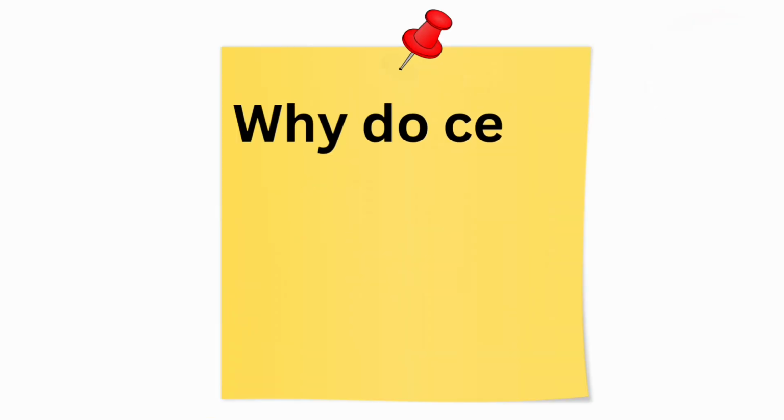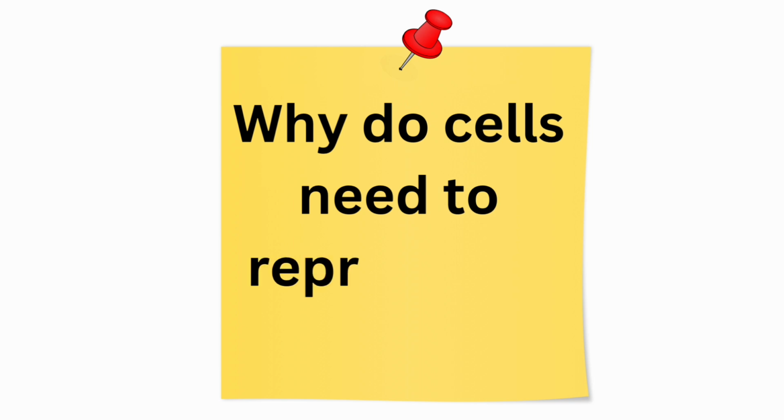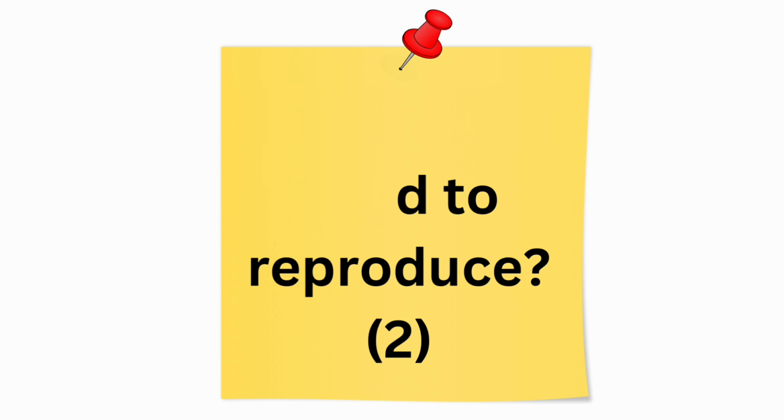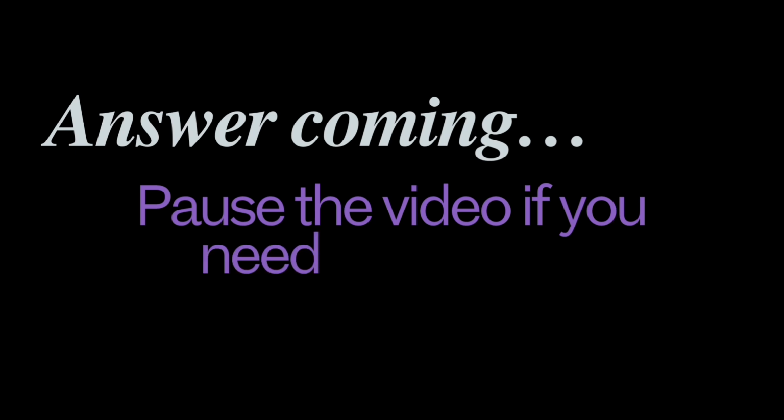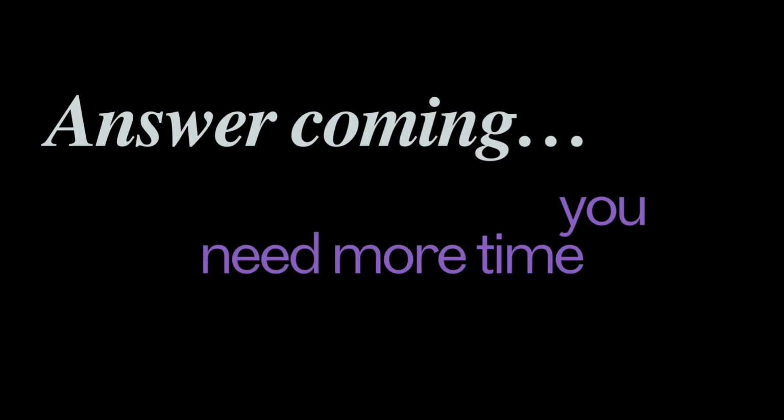So imagine you're in the exam and you've got this question: why do cells need to reproduce? The little 2 in brackets tells us it's a 2-mark question, so you need to think of 2 reasons. So can you think of 2 reasons now? You might want to write them down. You might want to pause the video to give yourself time to think. And I'm about to show you the answer, so if you're not ready for it yet and you want a bit more time, just pause the video until you're ready.